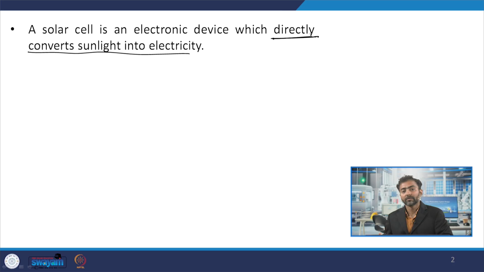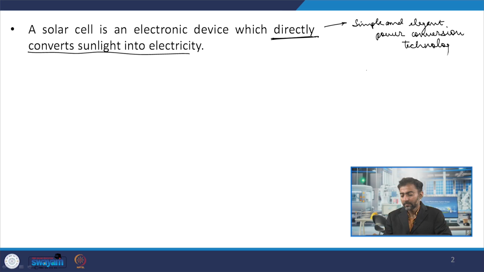And also, as you must have observed, this conversion happens without any moving parts, without any rotating parts, without any noise, without any emissions. That's a very unique and special thing about solar PV, and that is what makes it a simple and elegant power conversion technology. Just a single stage conversion and without any moving parts, noise or pollutants or emission.